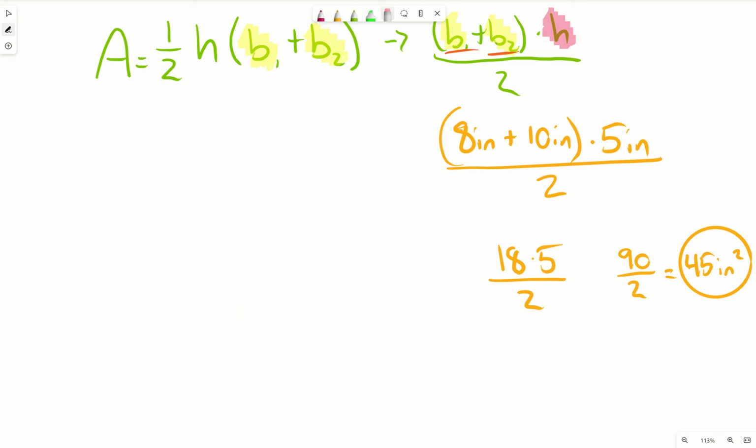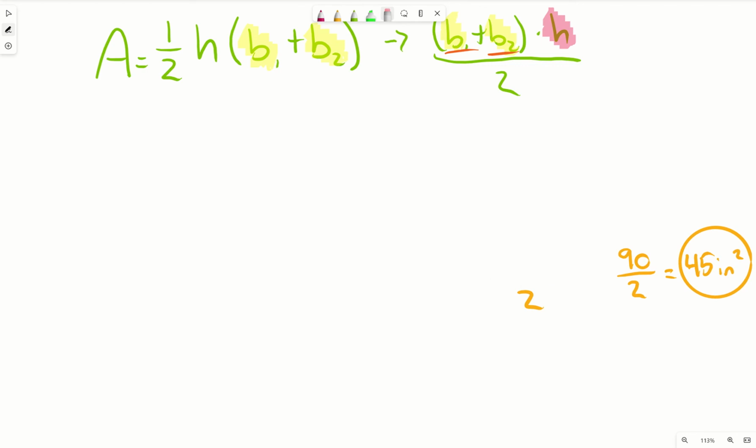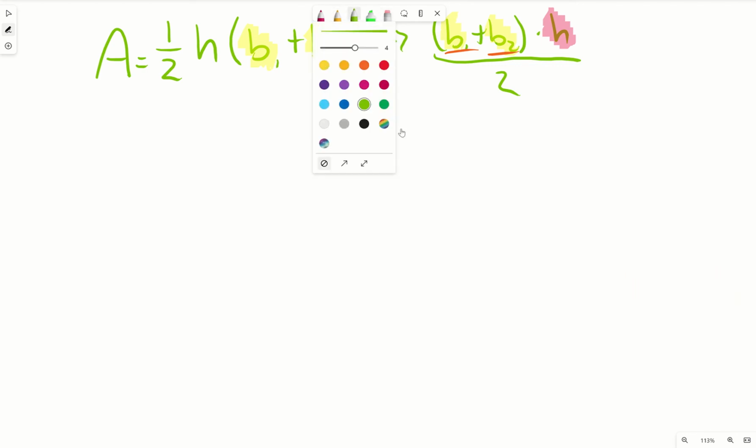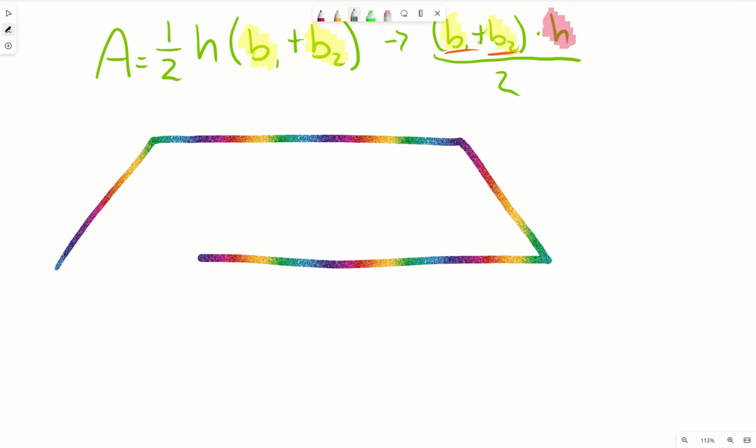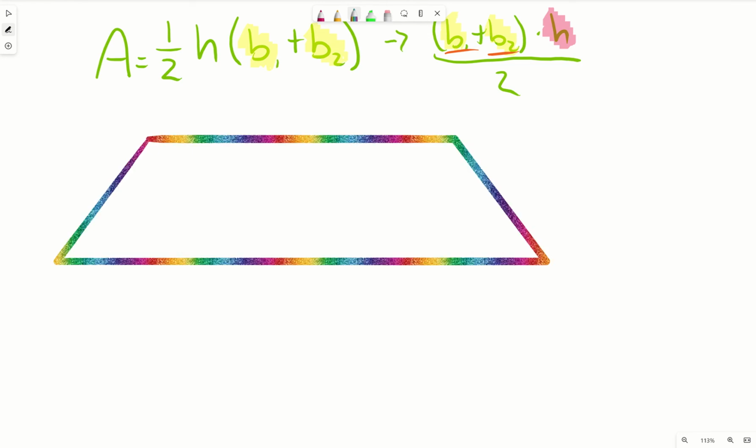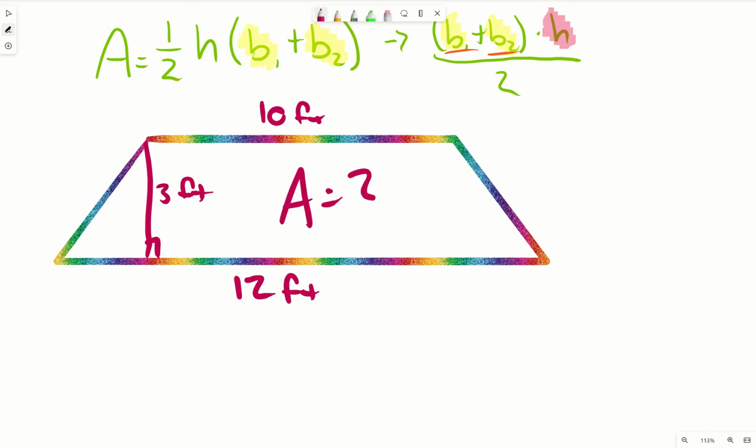You do one on your own, and then we will do some practice on this tomorrow. All right, let's say I've got this wonderful rainbow of a trapezoid here. Here's my height. Let's go with 10 feet, 12 feet, and 3 feet. What is my area?